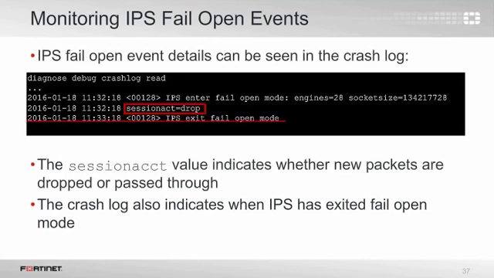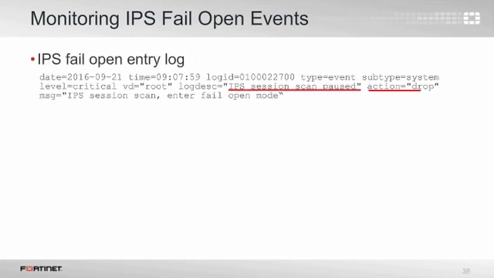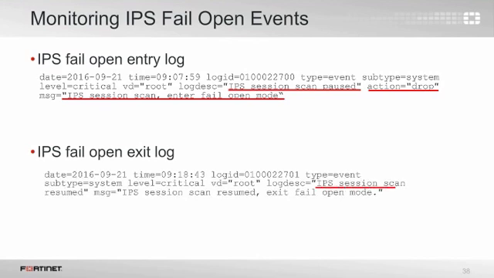The IPS failopen event generates a log in the crash log. The log indicates if new packets are dropped or passed through. IPS fail open entry and exit events also generate event logs.